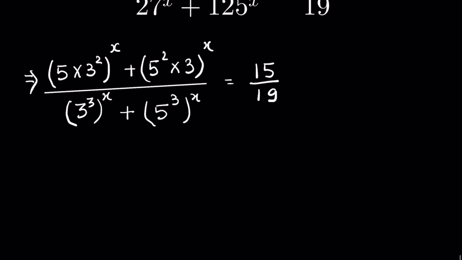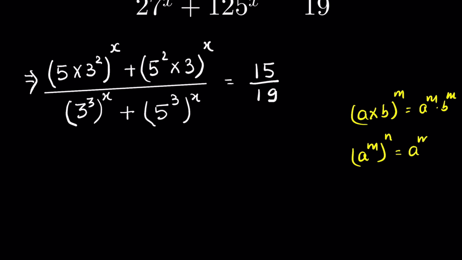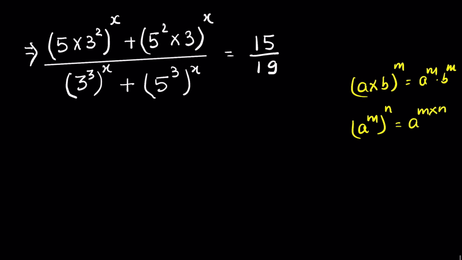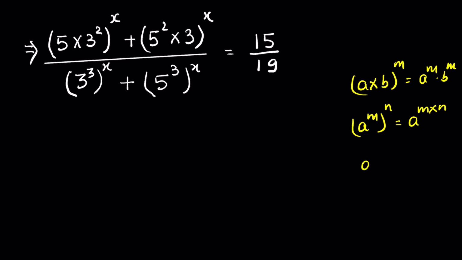Now, there is an identity where if a times b whole raised to the power m, then we can write it as a raised to the power m times b raised to the power m. Also, if a raised to the power m whole raised to the power n, then this is a raised to the power m times n, and alternatively we can write it as a raised to the power n whole raised to the power m.